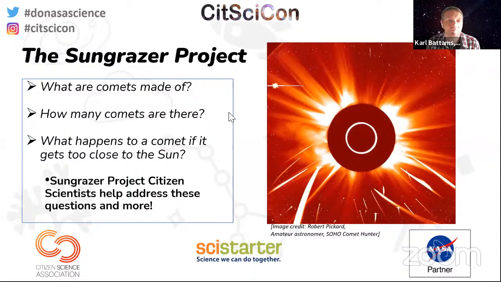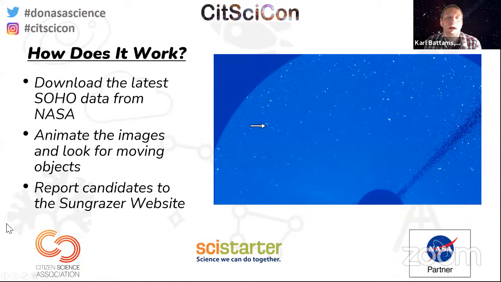Okay. So how does the project work? As I mentioned a second ago, the data that we find most of our comets in comes from a satellite called SOHO, the Solar and Heliospheric Observatory. Specifically, we have two telescopes on SOHO named LASCO, LASCO C2 and C3. These are coronagraph telescopes that look directly at the sun with a solid disk to block the direct sunlight so that we can see all the faint stuff that the sun is doing, like solar flares and coronal mass ejections, all the eruptions that are going on.